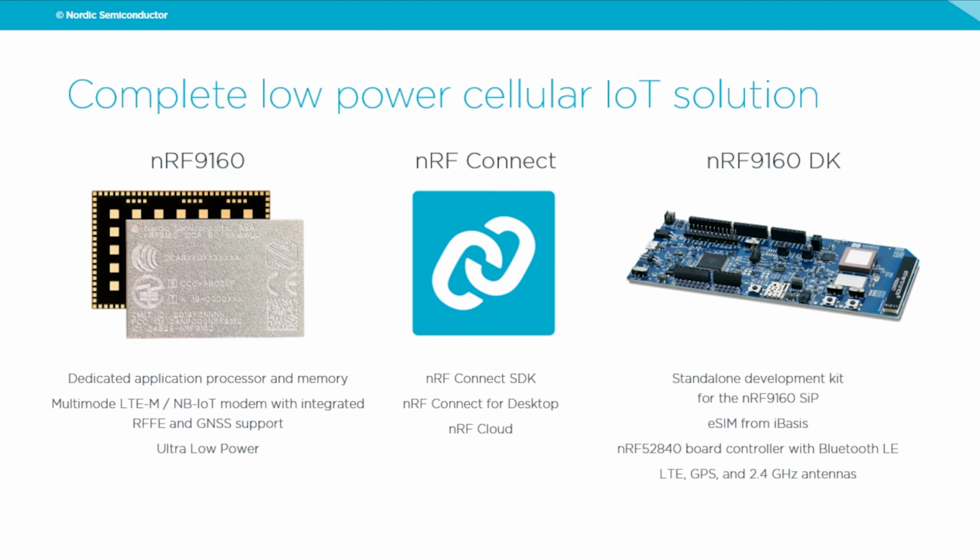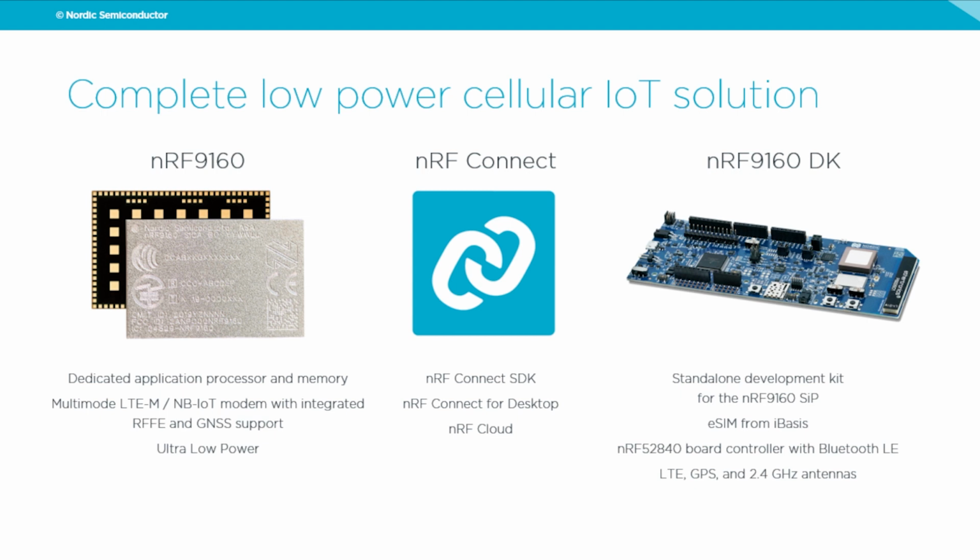On the right hand side we see the nRF9160 development kit. This is a standalone development kit for the 9160, and it's bundled with the eSIM from iBasis, and it also has an nRF52840 board controller with Bluetooth Low Energy support on board. So we have three different antennas on this DK. We have an LTE antenna supporting all the bands that the 9160 supports, and also a GPS antenna and a 2.4 gigahertz antenna for the 52840.